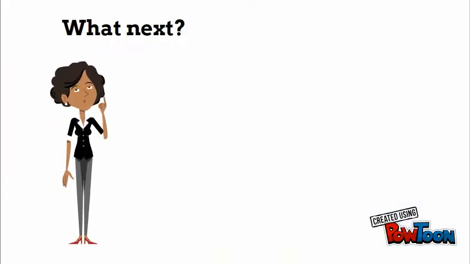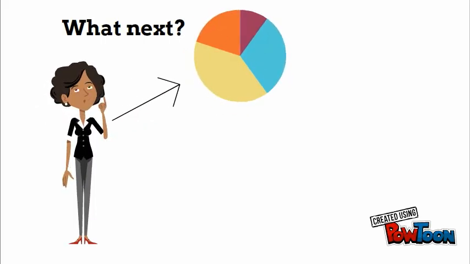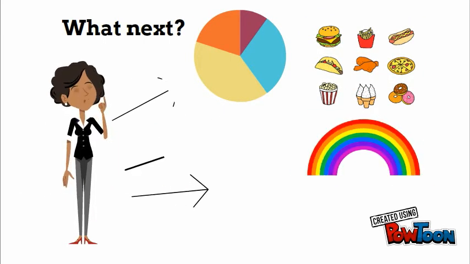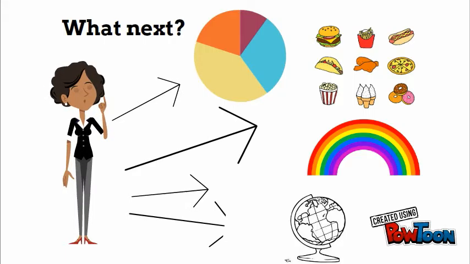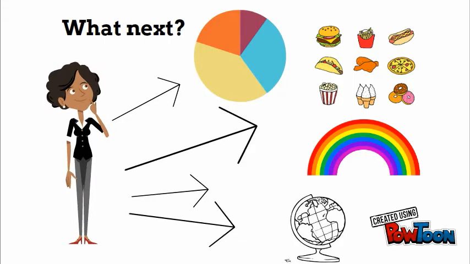So where to from here? We could create a pie graph or other graphs for the data we collected. We can look at new categories like the Year 3's favorite food, favorite color, where they're from around the world, and so much more.